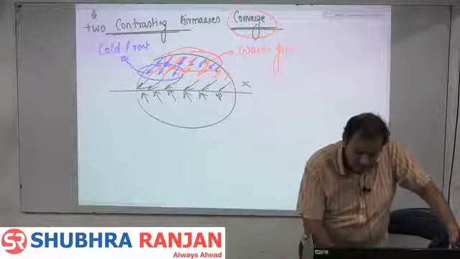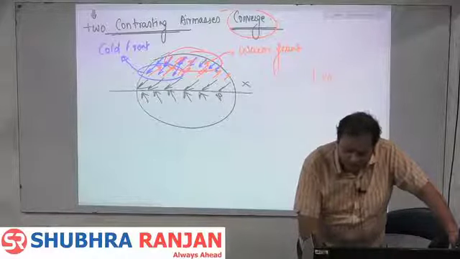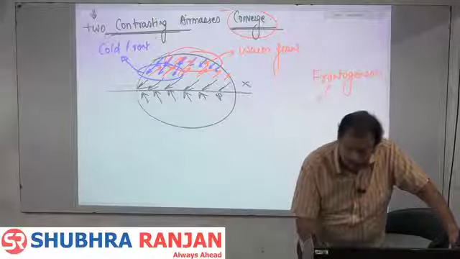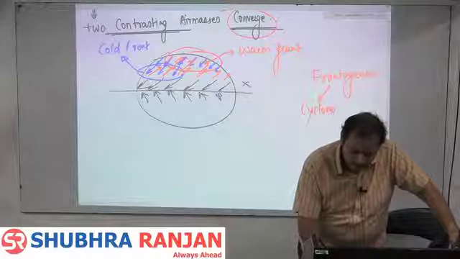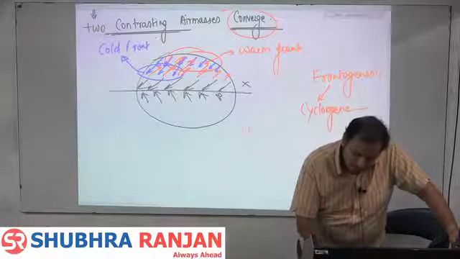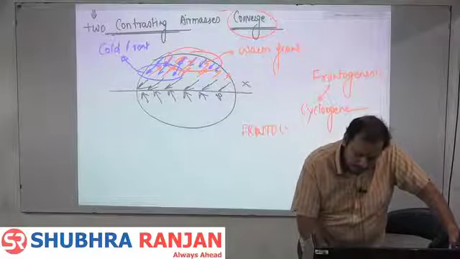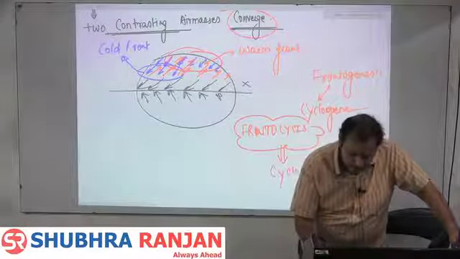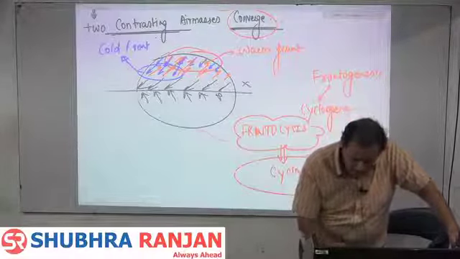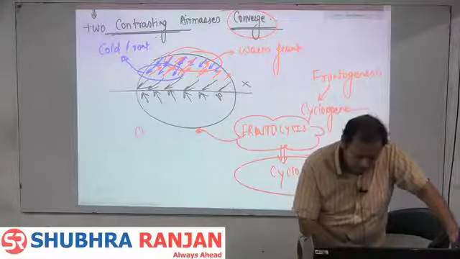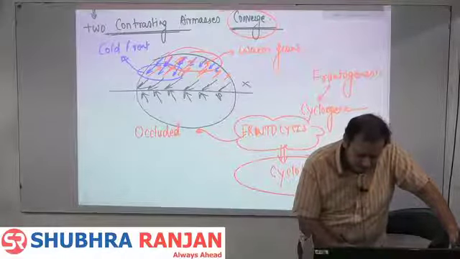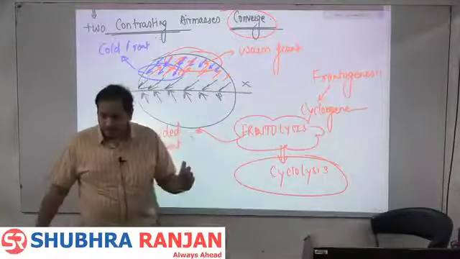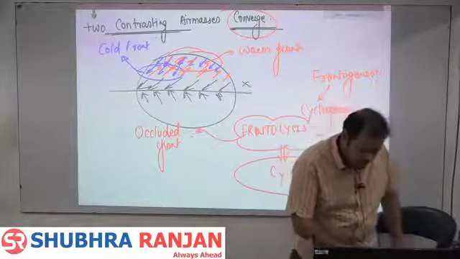Why do we study fronts? Because frontogenesis, the origin of the front, is responsible for cyclogenesis, that is the origin of cyclones. Frontolysis, that is the death of the fronts, is responsible for cyclolysis, death of the cyclone. Frontolysis occurs in the third kind of front, which is known as the occluded front. So we are going to study three main fronts: cold front, warm front and occluded front, and one front just for the name, that is the stationary front.